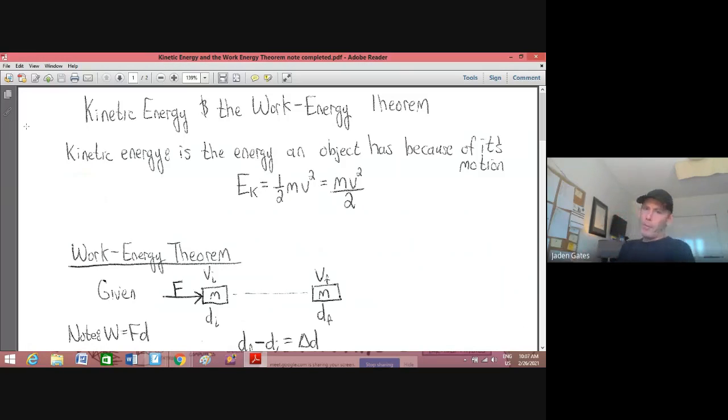So here we go. Kinetic energy and the work energy theorem. We'll get to the kinetic energy part. A little bit of review of grade 11, I hope: kinetic energy is just the energy an object has because of its motion. Science people are really boring at labeling things. Kinetic energy, we have E for energy, K for kinetic. The formula is 1/2 m v squared, where m is our mass and v is our velocity. Timesing by 1/2 is the same thing as dividing by 2. Hopefully you've seen that formula before.